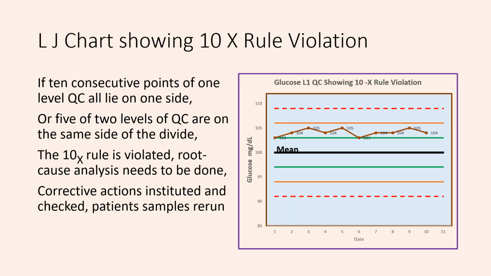If 10 consecutive points of one level QC all lie on one side, or 5 of two levels of QC are on the same side of the divide, the 10x rule is violated. Root cause analysis needs to be done, corrective actions instituted and checked, patient samples rerun.